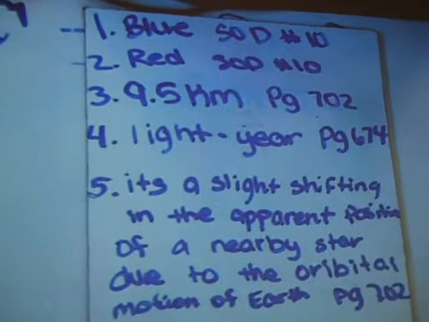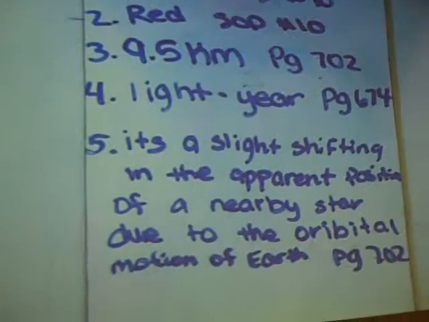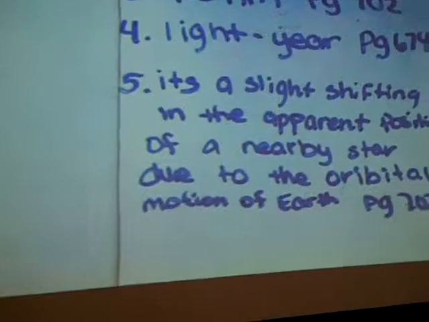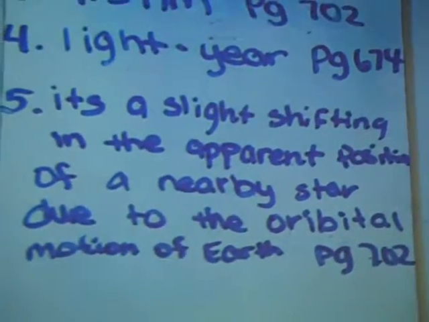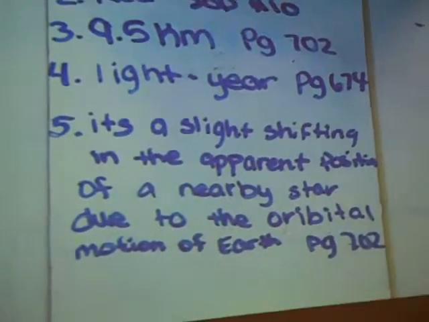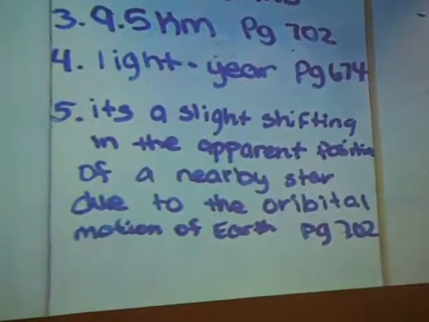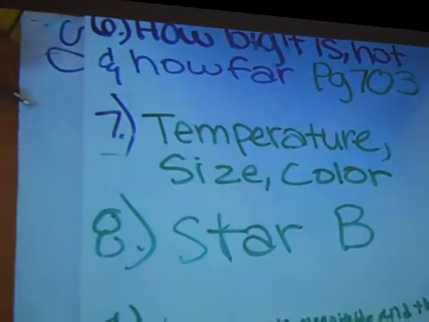A light year is approximately how long? It's about 9.5, I think, trillion kilometers away. And I found that on page 702. And then, what is a parallax? I think it says... Parallax? It's a slight shifting in the apparent position of a nearby star due to the orbital motion of Earth.